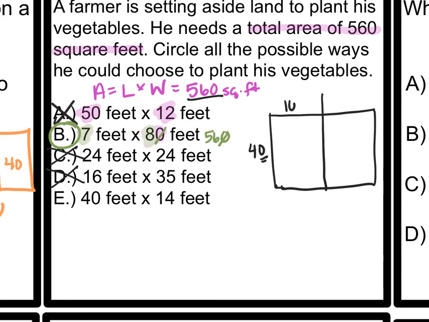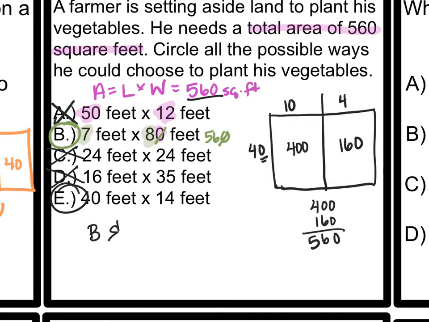So I'm going to take and pull apart the 14 with a 10 and a 4. So 40 times 10 is going to be 400. And 40 times 4 is going to be 160. So I'm going to add up 400 plus 160. And I get a total of 560, which is what I want. So E is also a possible answer. So for this case, B and E are both going to be 560 square feet.